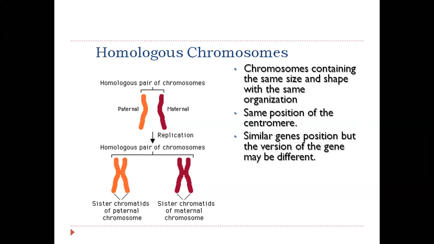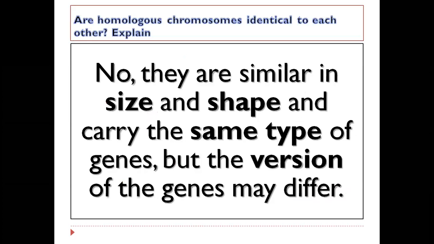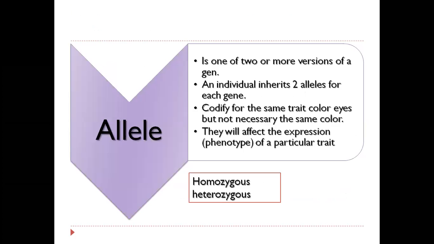The genes are similar and in the same position, but the version of the gene may be different. For example, here we have the gene for eye color. One version could be brown eyes, another version could be blue eyes. But in both cases, we are talking about eye color. So the homologous chromosomes are not identical, but they are similar to each other because of the size, shape, and the same type of genes that they have, but the information might be different.